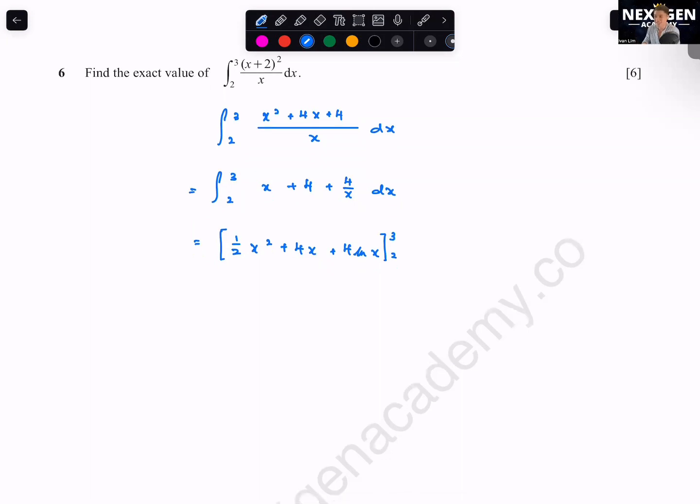Then we substitute inside. What we get here is 9 over 2 plus 12 plus 4 ln 3.